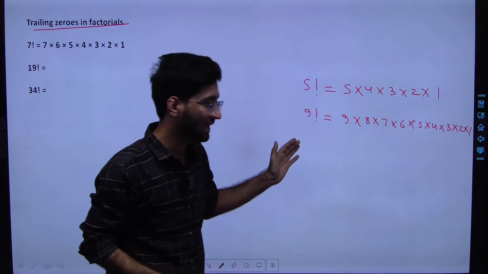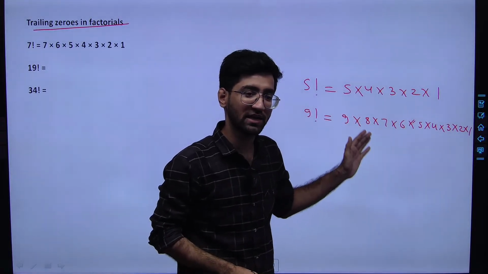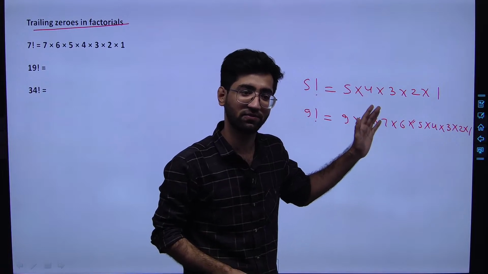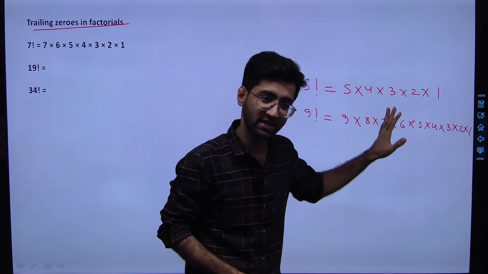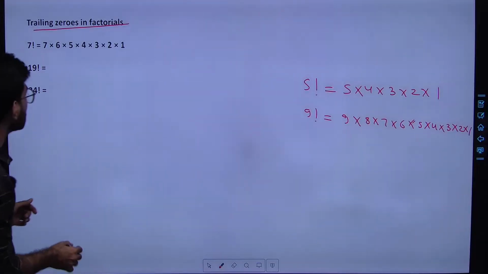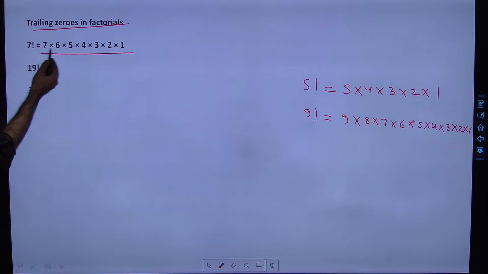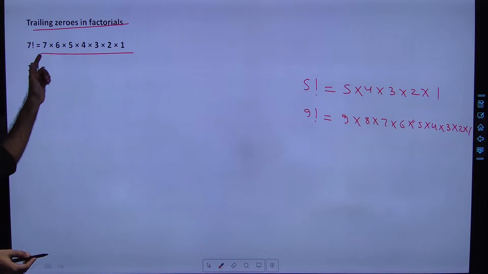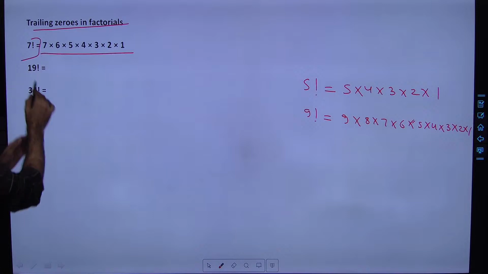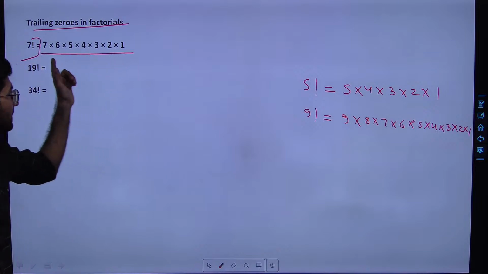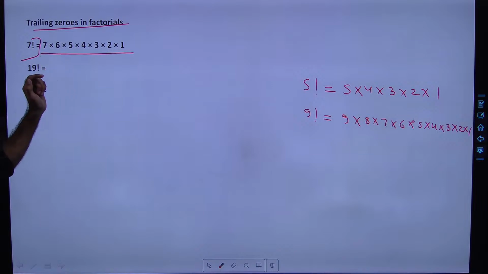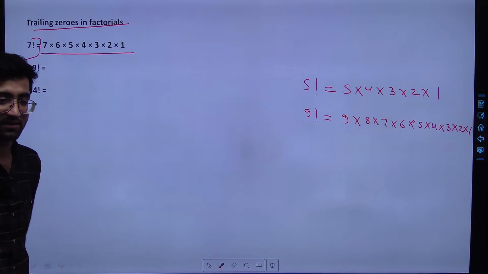Okay? Means if I say 11 factorial, it means 11 into 10 into 9 into 8 into 7 into 6 into 5 into 4 into 3 into 2 into 1. Right? Now, if I give you this number, see, forget about 7 factorial. Don't think about 7 factorial. If I ask you what is the number of trailing zeros in this product, 7 into 6 into 5 into 4 into 3 into 2 into 1, what will be your answer?